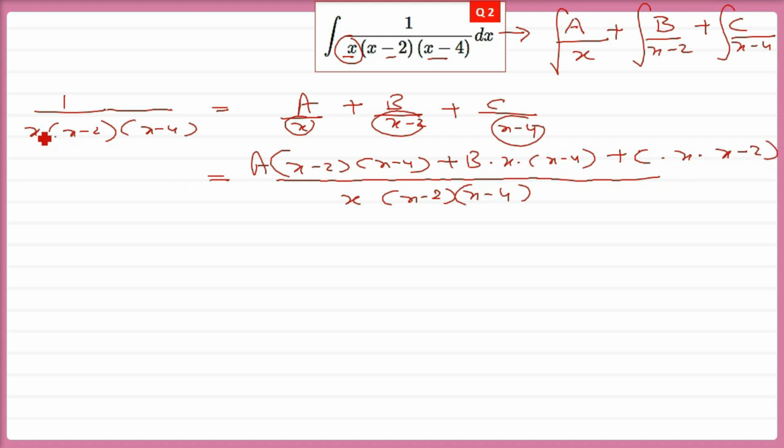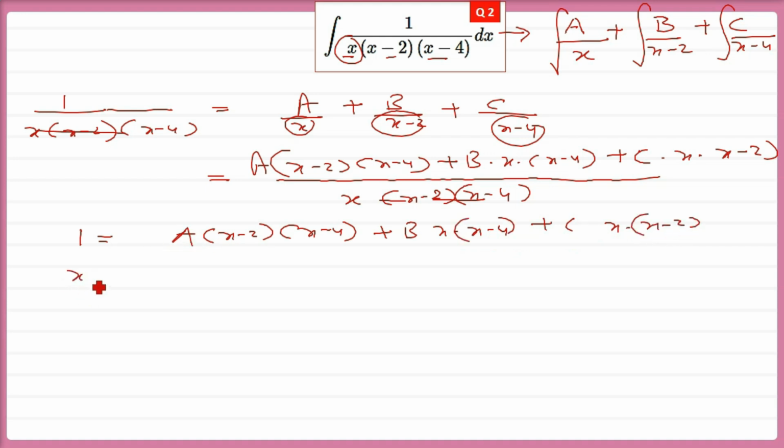Now the next thing is the denominator gets cancelled. So 1 will be equal to a into x minus 2 into x minus 4 plus b into x minus 4 plus c into x minus 2. Now the way of solving this is, first we'll put x equals to 0, b and c will go 0, then x equals to 2. If you put x equals to 2, the first term and the third term will become 0. Similarly, x equals to 4, the first term and the second term will become 0. So x equals to 0, 2 and 4 that we have to put.